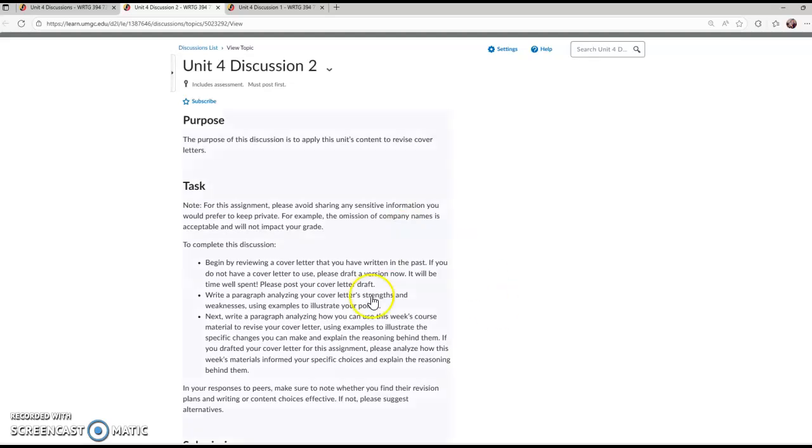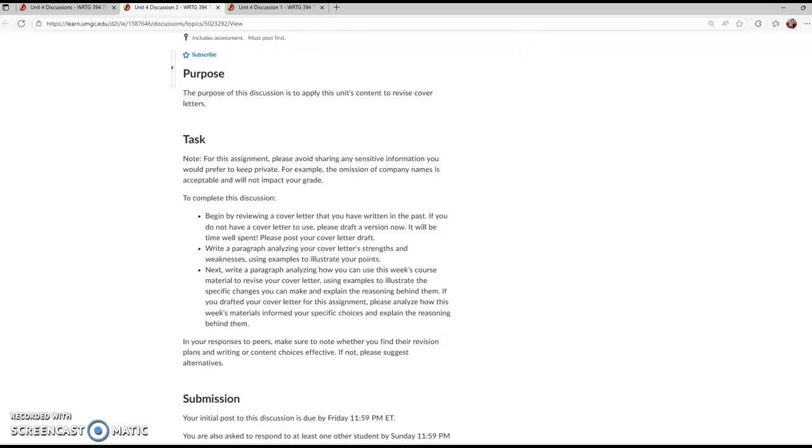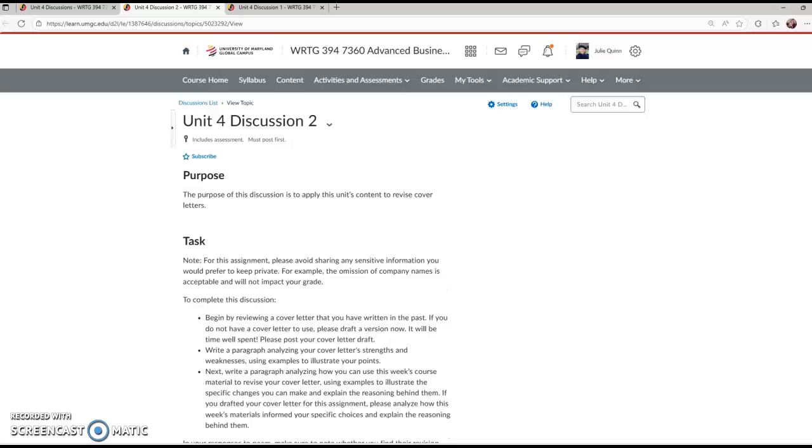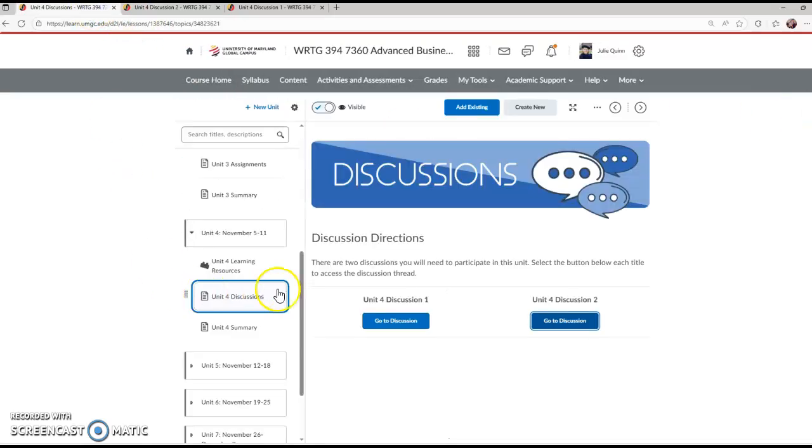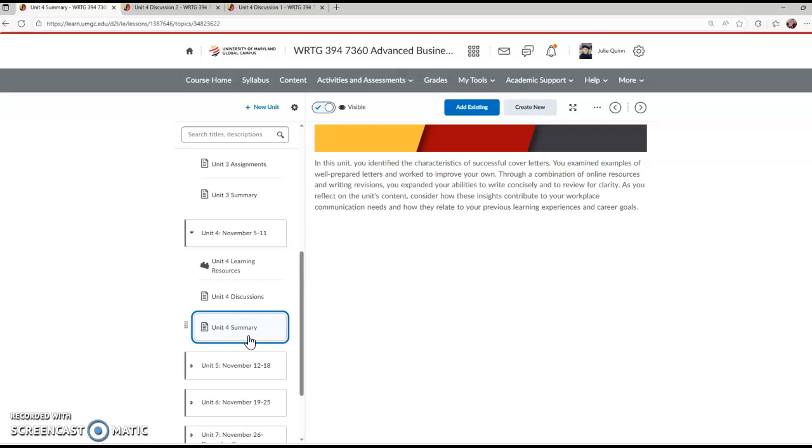In your responses to peers, just make a note of whether you find the revision plans and choices effective. As a peer, if there's a gap in something, maybe in detailing or specificity, you could highlight some of the ways that they could address that. I think that would be really effective. So those are the unit discussions. And then the unit summary talks about identifying characteristics of a successful cover letter.